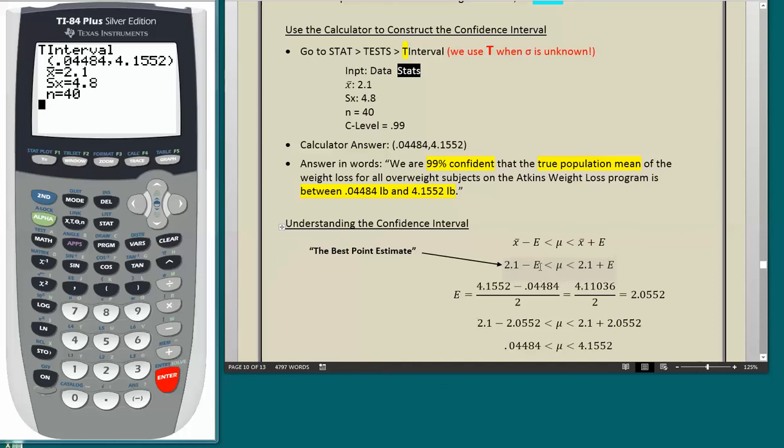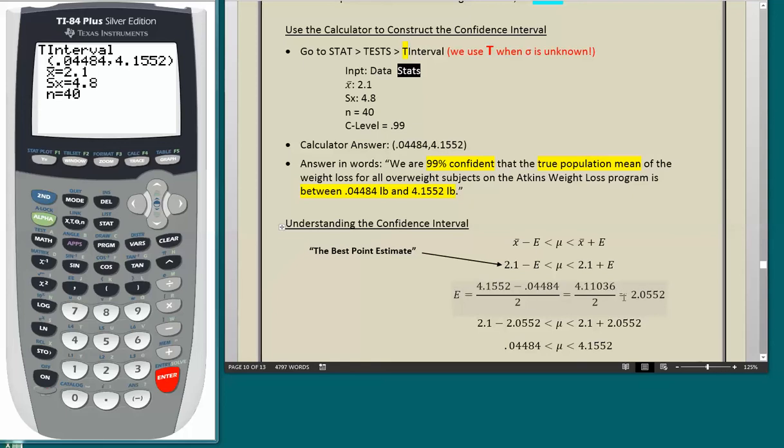And the shortcut way to calculate E, and here you see this formula, is to take the high end of the confidence interval, in this case 4.1552, subtract the low end of the confidence interval, 0.04484, and divide that result by 2. So when we subtract, we get 4.11036. We divide by 2, and we get 2.0552. So that is the margin of error. And again, the symbol for margin of error is E.